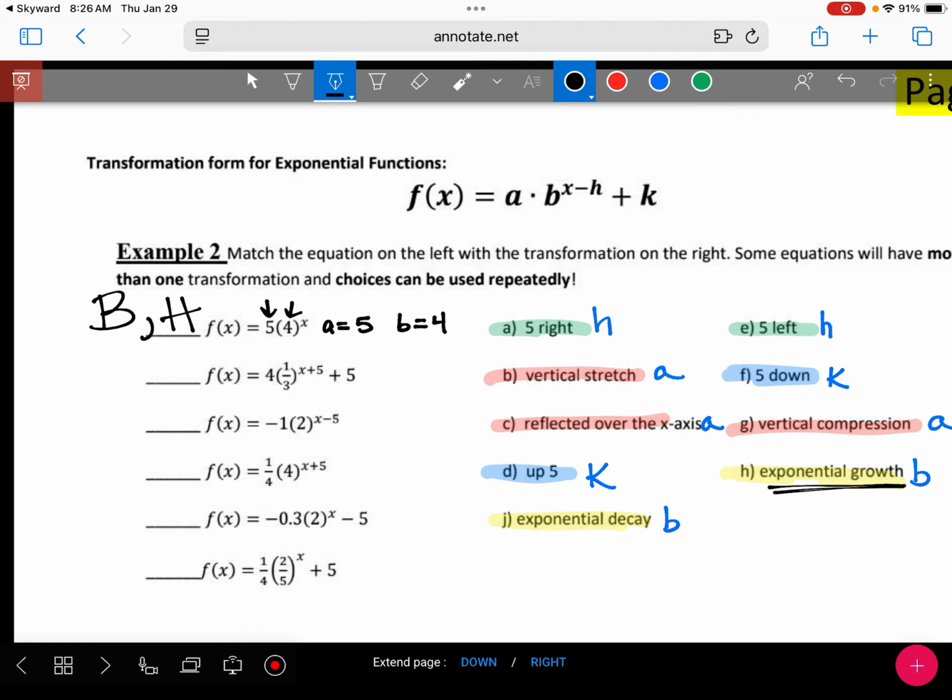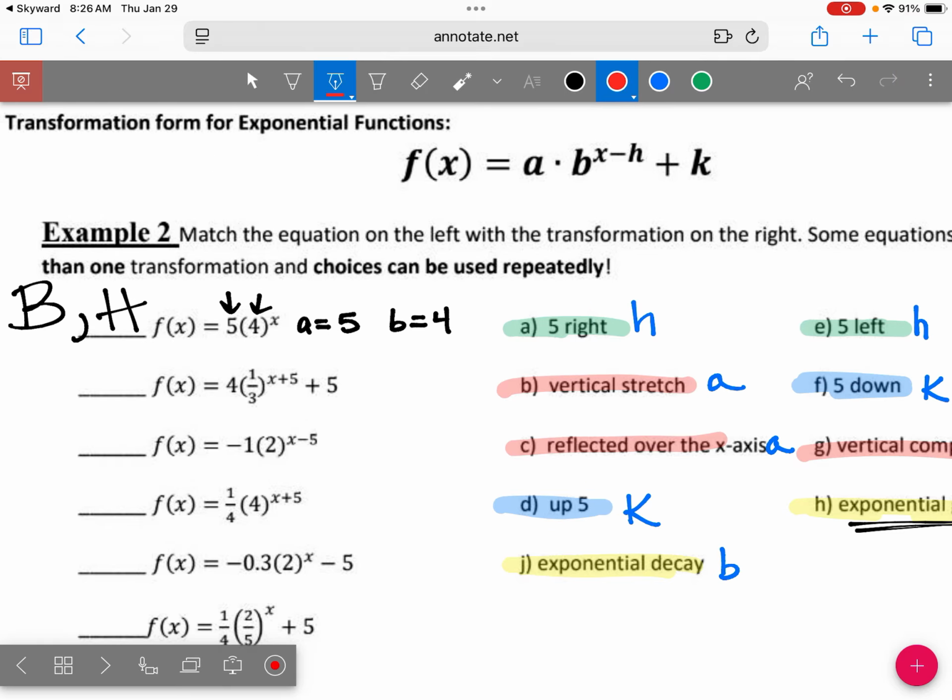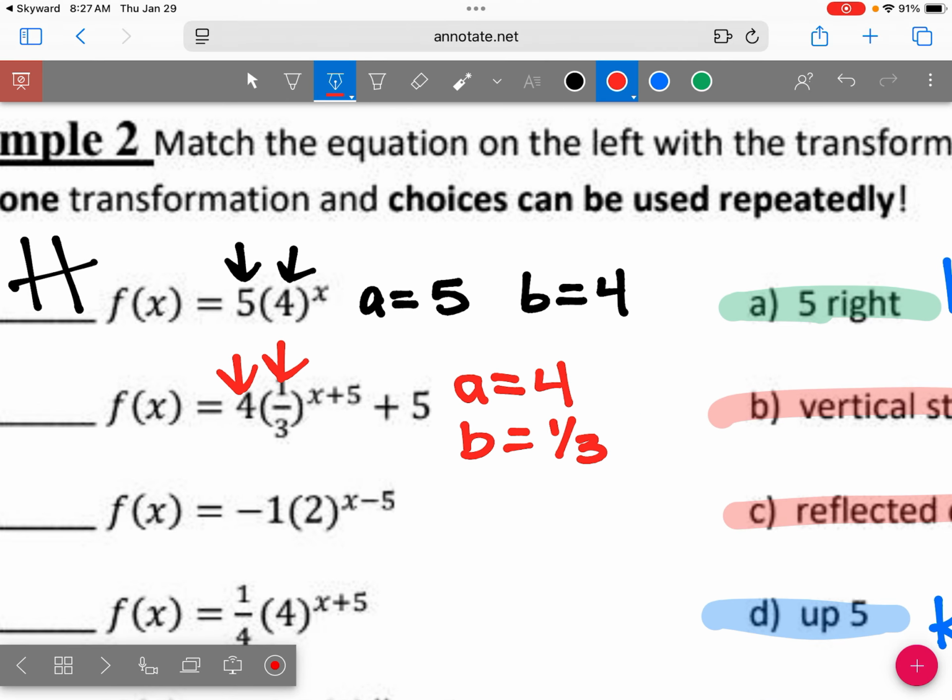Thank you. All right, let's look at our second one. Our second one has 4 answers. Okay, this is A. This is B. Now, H is in the exponent, but you flip the sign. So it's not a positive 5, it's a negative 5. And K is positive 5.